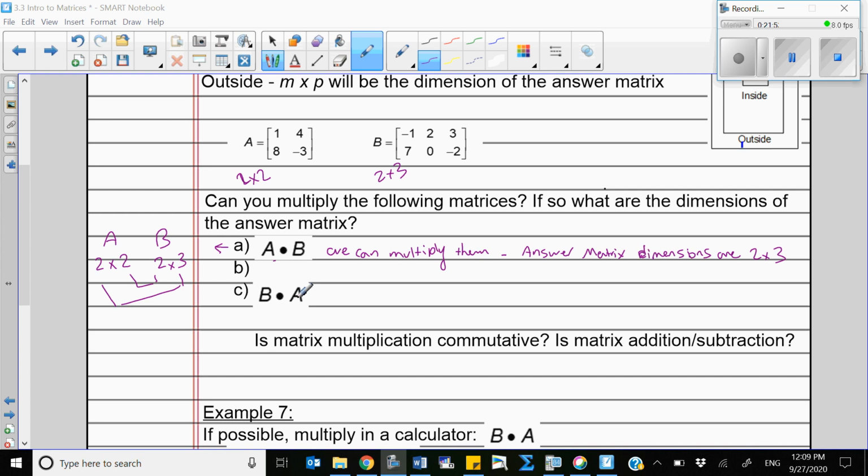Now, how about B times A? Well, B is 2 by 3, and A is 2 by 2. Am I able to multiply them? No, because the inside numbers are not equal to each other, so they cannot be multiplied.